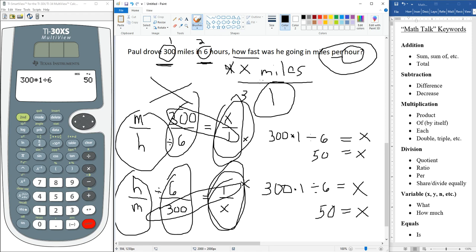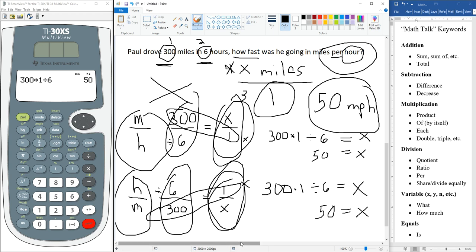So if 50 equals x, x equals 50, how fast was he going in miles per hour? He was going 50 miles per hour. There we go. Pretty challenging problem, broken right on down, using our math talk keywords, and in this case, cross multiplication.